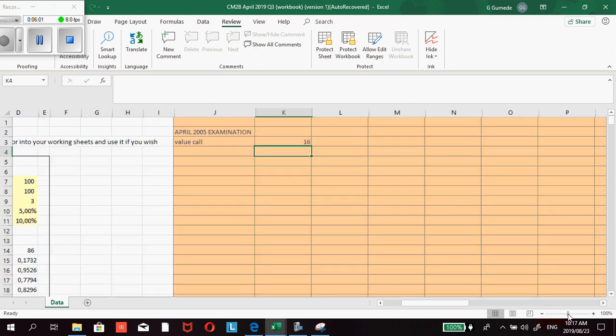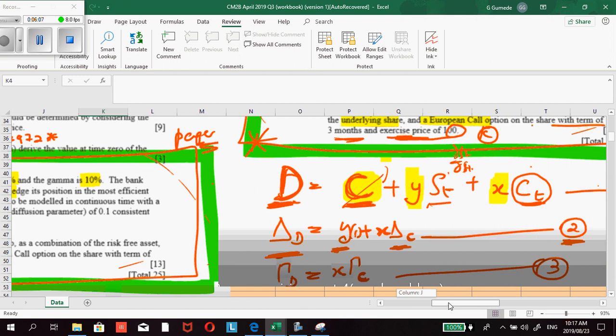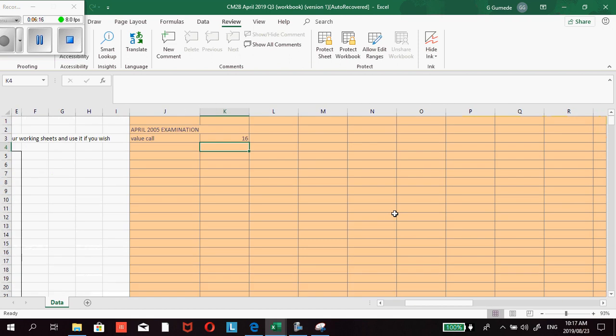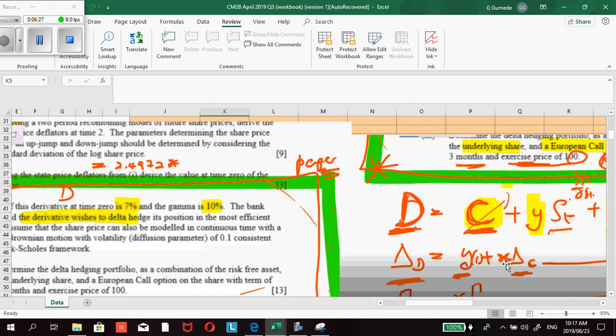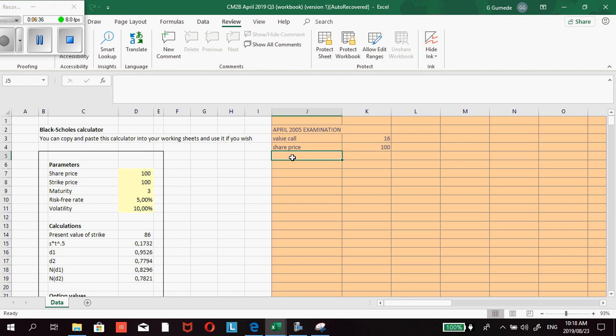Now, if you look at my equations, you will see that I need the value of the call option. I need the share price there. Remember, the initial share price is 100. So I'm going to have my share price to be equal to 100. And you see that I need the delta of the call option. Remember the delta of the call option. So I am going to need the delta of the call option.